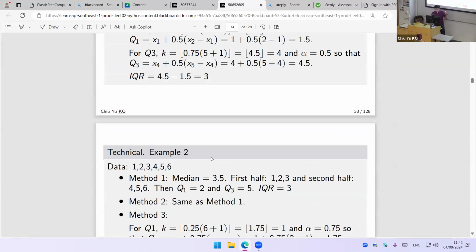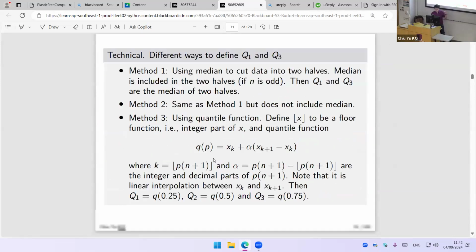So the formula here: alpha is the decimal part, k is the integer part. I want the (n plus 1)/4 data point, right? If it's an integer, I don't have any issue there. But if it's a non-integer, k will be the integer part and alpha will be the remaining decimal part.